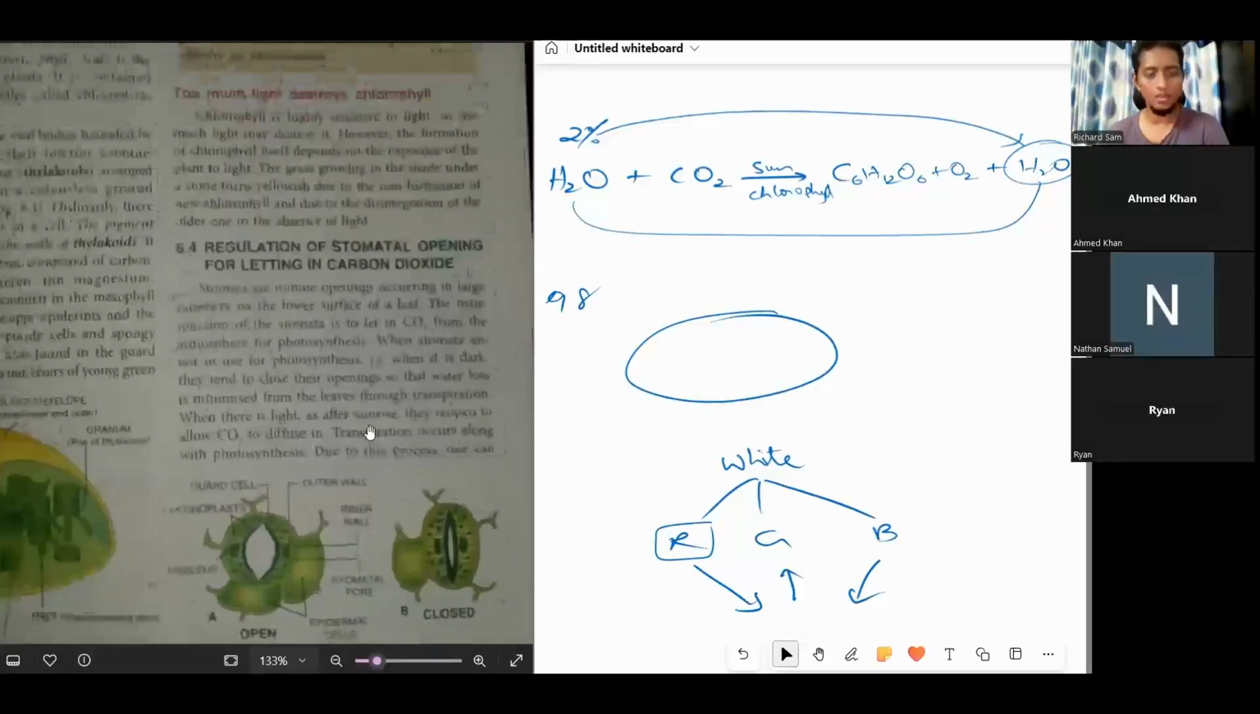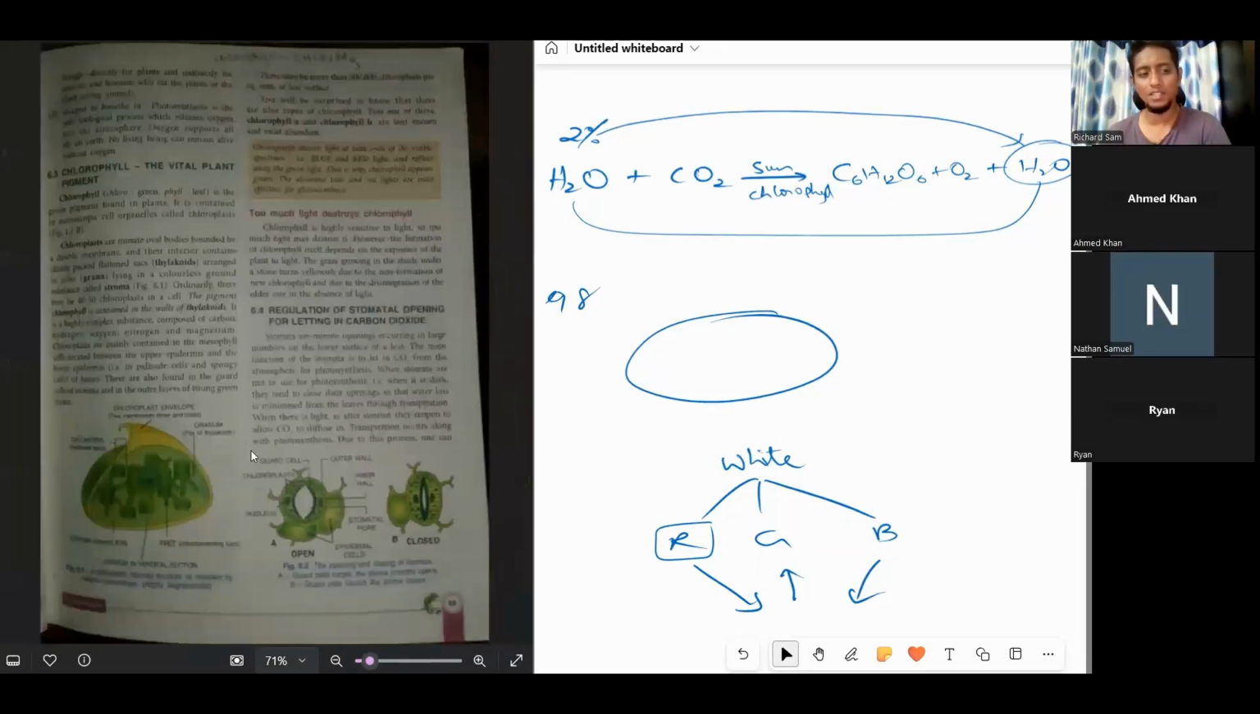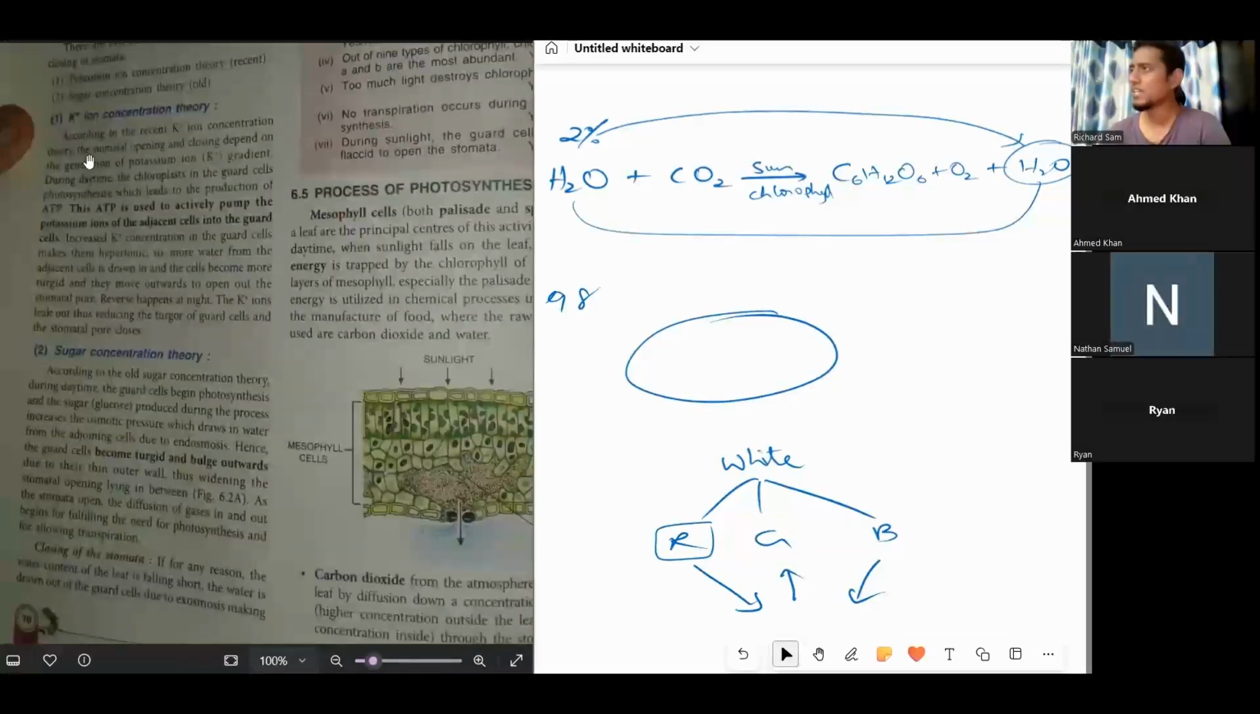Okay. Now, the regulation of stomatal opening for letting in carbon dioxide. I think I had explained this topic to you sometime, the K plus ion concentration theory and the sugar concentration theory.